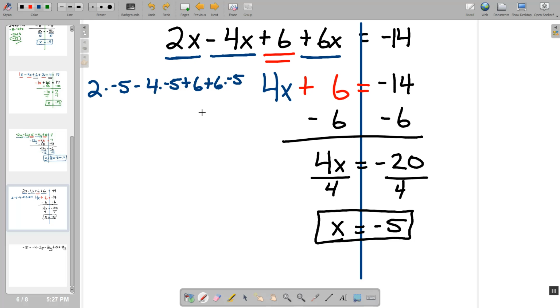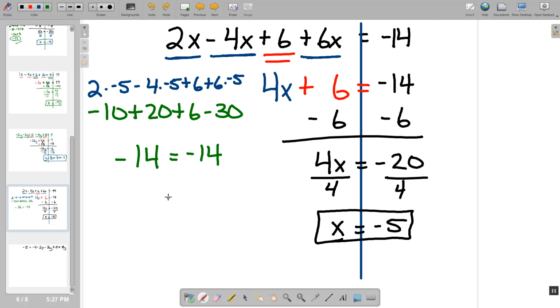And if you notice, it's pretty easy to run out of room here. When we're done, this should equal negative 14. 2 times negative 5 is negative 10. Negative 4 times negative 5 is positive 20. Plus 6 stays. And 6 times negative 5 is negative 30. We end up getting positive 10. Plus 6 is 16. 16 minus 30 is negative 14, which is what we wanted it to equal. Therefore, our answer is correct.